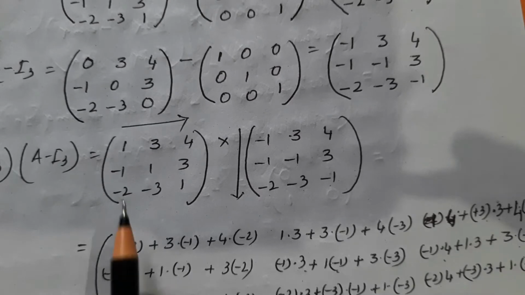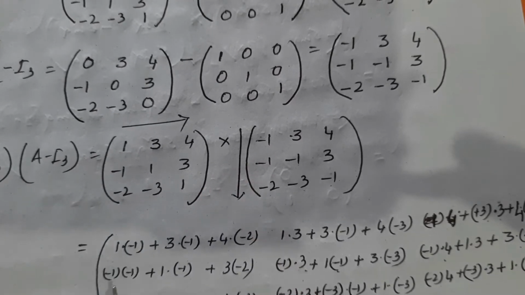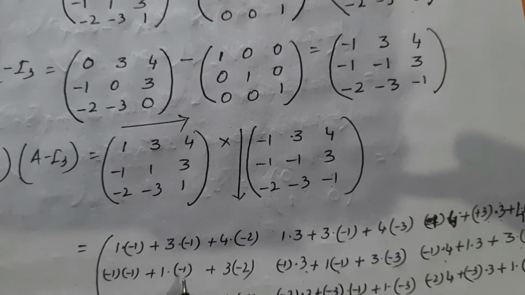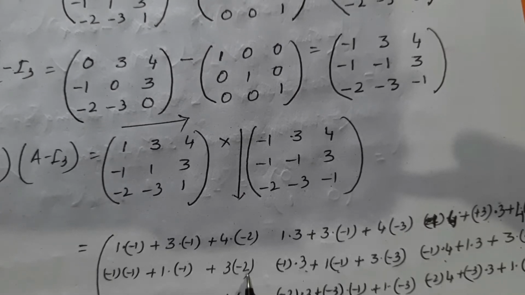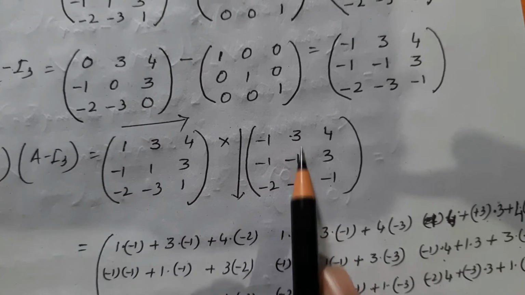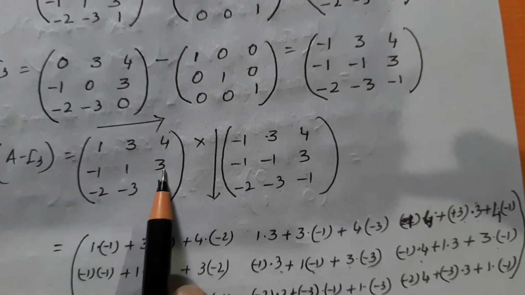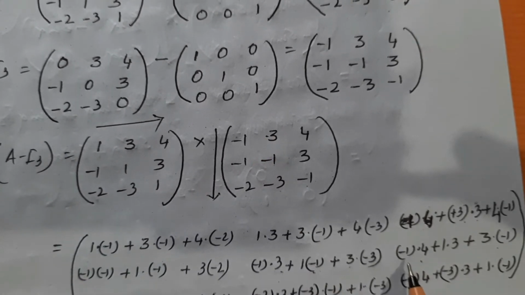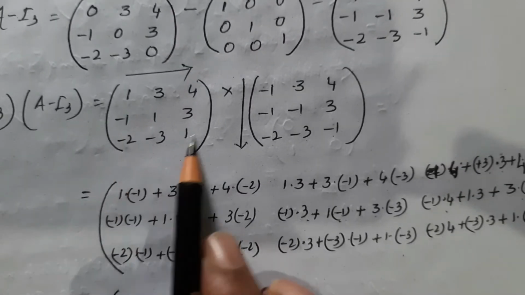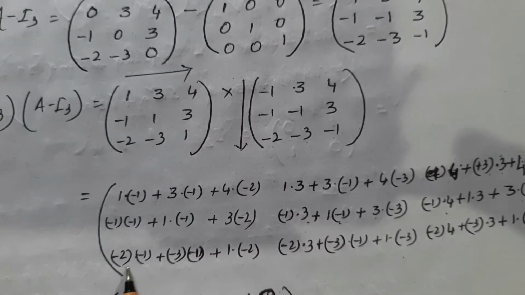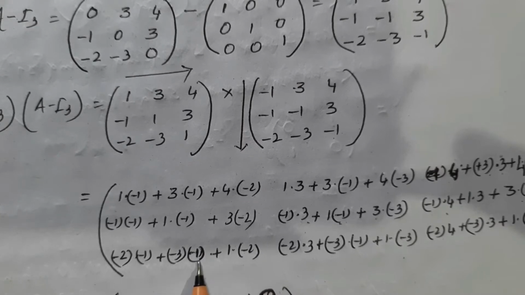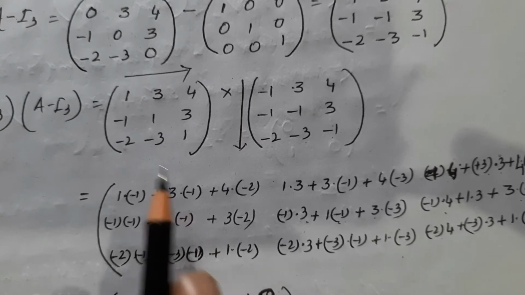Second row multiplied with the first column, minus 1 into minus 1 plus 1 into minus 1 plus 3 into minus 2. Second row multiplied with the second column, we get minus 1 into 3 plus 1 into minus 1 plus 3 into minus 3. Second row multiplied with the third column, we get minus 1 into 4 plus 1 into 3 plus 3 into minus 1. Third row multiplied with the first column, we get minus 2 into minus 1 plus minus 3 into minus 1 plus 1 into minus 2.